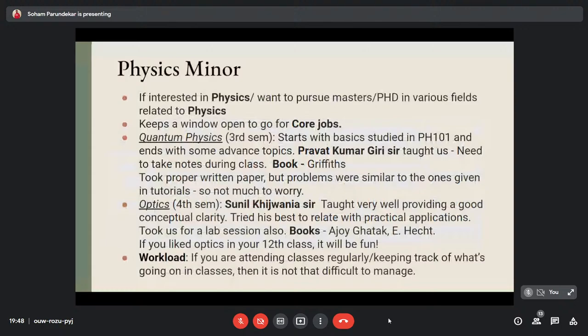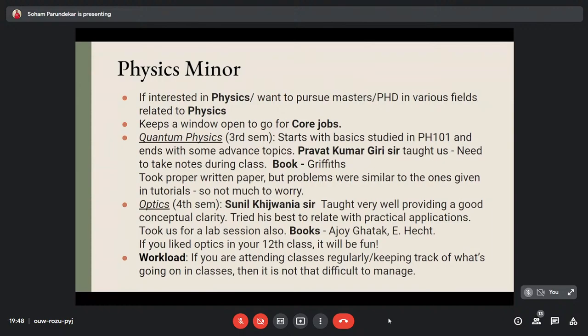Talking about the scope of the minor. If you want to pursue master's or PhD in various fields associated with physics, physics minor adds a major plus to your CV and becomes more significant if you are looking for your master's or PhD in some foreign universities. They give value to the physics minor if you are applying in foreign universities.